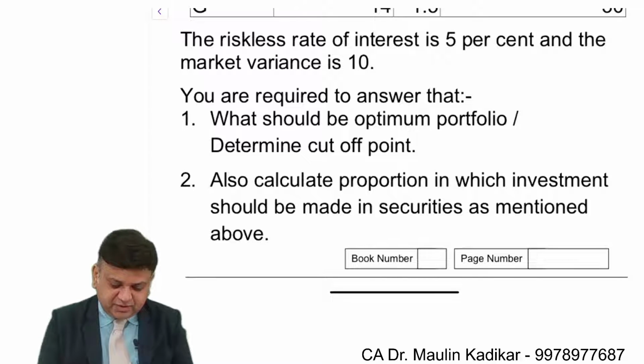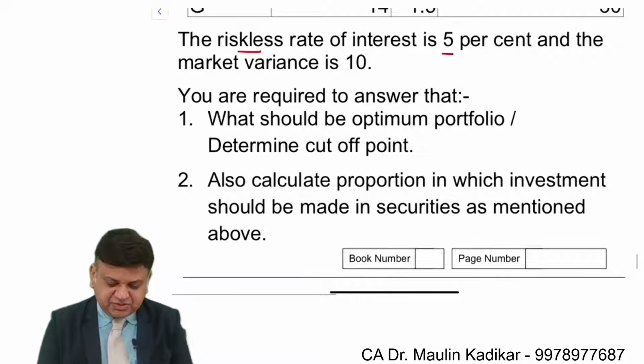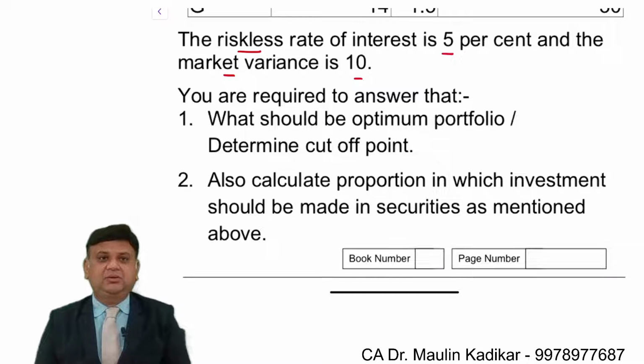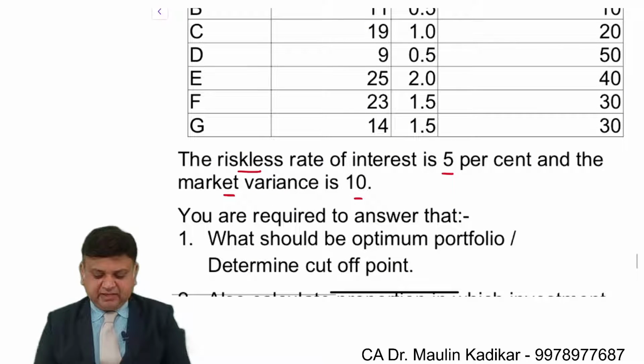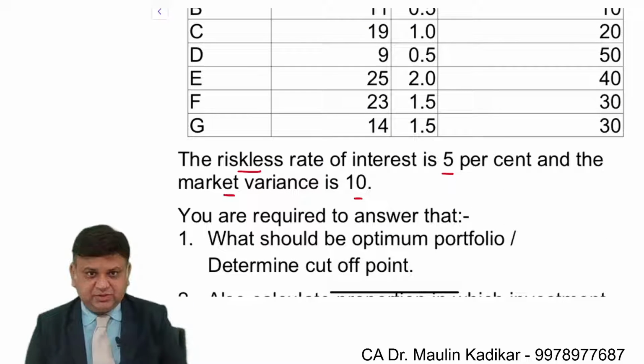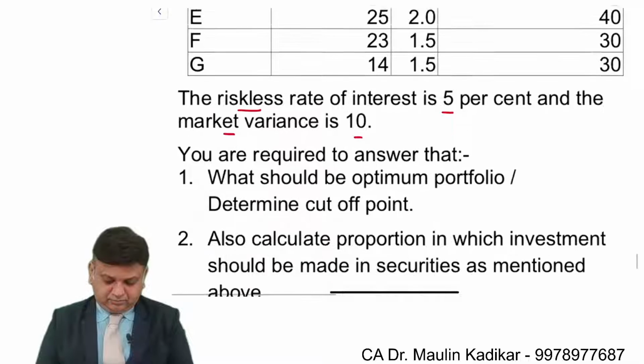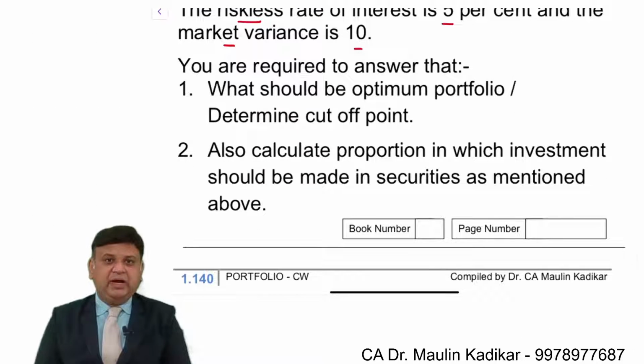The risk-free rate of return is 5% and the market variance is 10%. So sigma m square is given to us, and at the same time RF information is given to us. You are required to answer that.